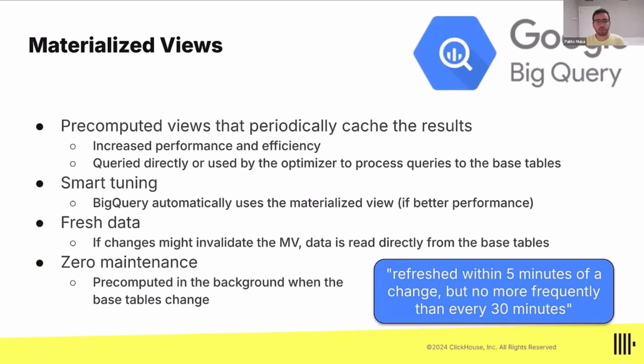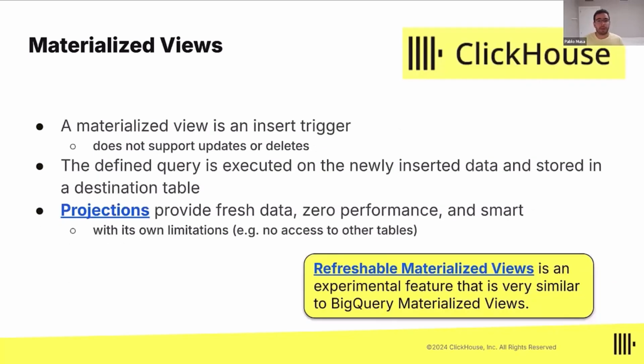Materialized views are pre-computed views that periodically cache the results. They're used for smart tuning and fresh data. BigQuery also has that, but it's only refreshed within 5 minutes and not more frequently than every 30 minutes. If data is changing and the throughput is too high, I doubt BigQuery can keep up with it. We have materialized views as an insert trigger. It does not support updates and deletes. The defined query is executed on a new insert and stored in the destination. Take a look into projections and refreshable materialized views if you're interested in more of this.